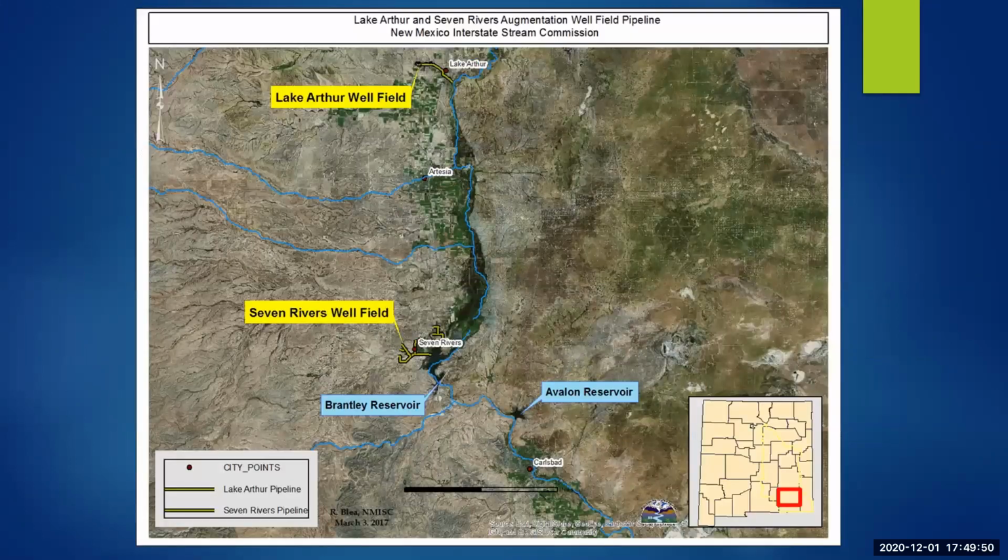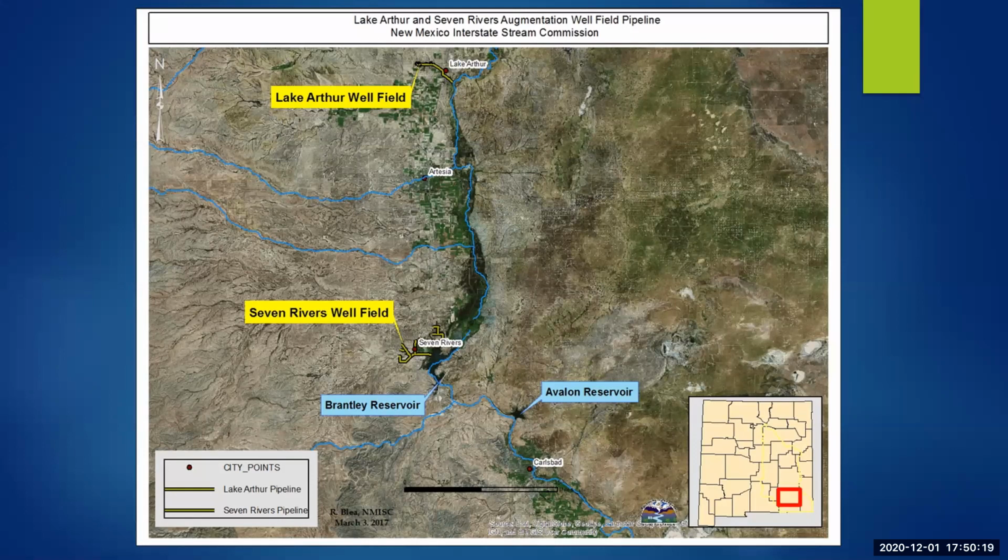And this map, just to orient everybody, shows the well fields that Aaron just mentioned. Our primary well field is located at Seven Rivers. The advantage of that is it's right at Brantley, so we're able to pump right into the reservoir. The farther upstream and less significant but also important well field is at Lake Arthur. And as Aaron said, we have a number of wells there with valves just open right now. The Artesian pressure is allowing us to get water to the river.